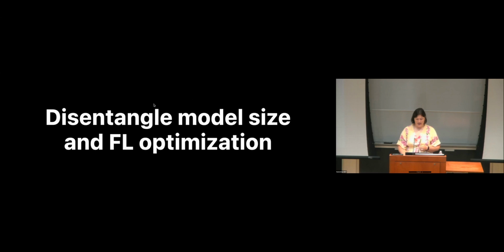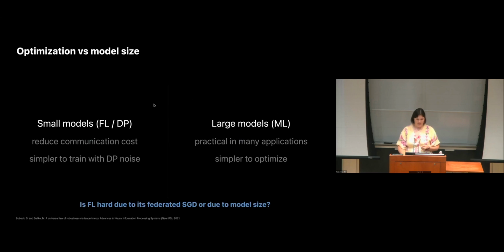Okay, so the first question is what's happening with the models themselves? Right now, most of the papers report results on small models, and of course it's clear because they are simpler to train and have less communication cost, but we don't really know how large models work for federated learning. And is federated learning optimization hard due to the federated regime itself, or because of model size? Because we know that at scale, model size is working very well now, right? We scale our models very well. We don't know this for federated learning.